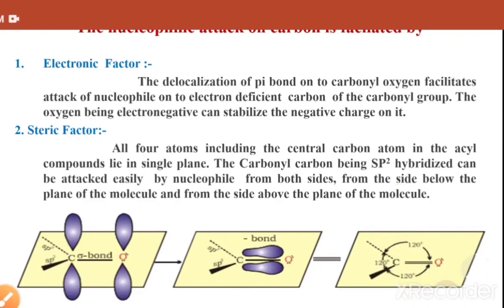And these are the two most important factors, the electronic factor and the steric factor. The electronic factor, that means delocalization of a pi bond onto the carbonyl oxygen, accelerates the rate of reaction. Now the second is the steric factor. This is the most important to determine the rate of reaction.